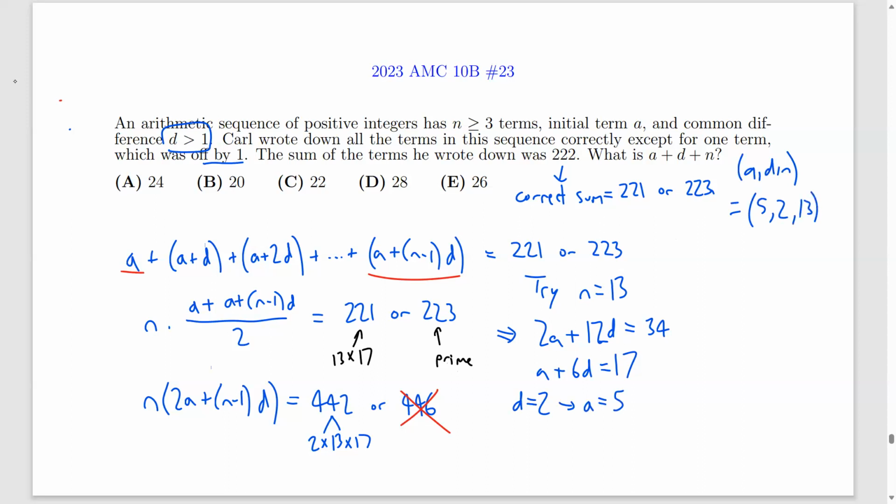So at this point, we can check that this ordered triple does indeed work. It is possible to check that 5 plus 7 plus 9 plus up to 29, which is equal to a plus (n minus 1) times d, is indeed equal to 221. Therefore, we don't really need to check any other values of n. We can just state that a plus d plus n is equal to 5 plus 2 plus 13, which is 20. Therefore, the answer is B.